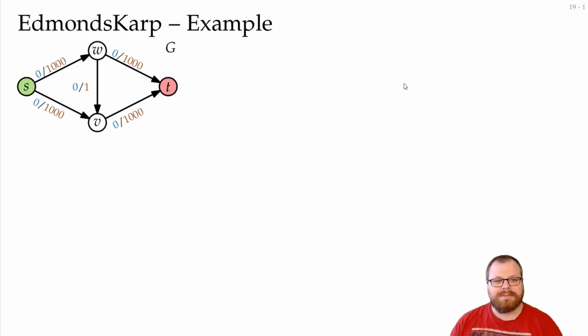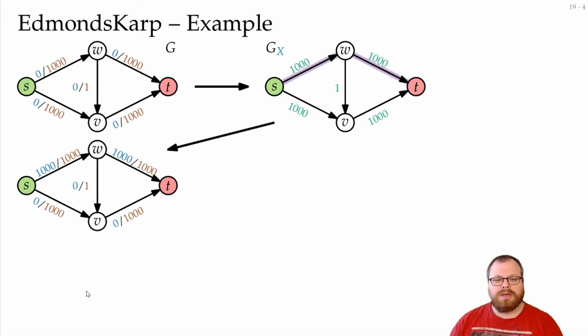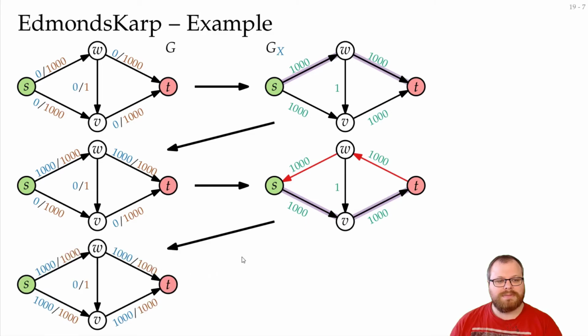Let's have a look at the same example. If we take the residual network here, we will not choose this path because this path at the top is shorter. And now we can increase both of them by 1000. Now we create the new residual network. Now these edges are both red because they are full. We find the shortest path, which goes down here, and we increase both of those by 1000.